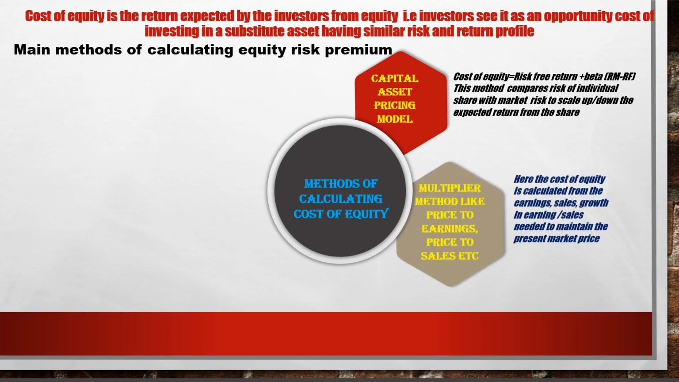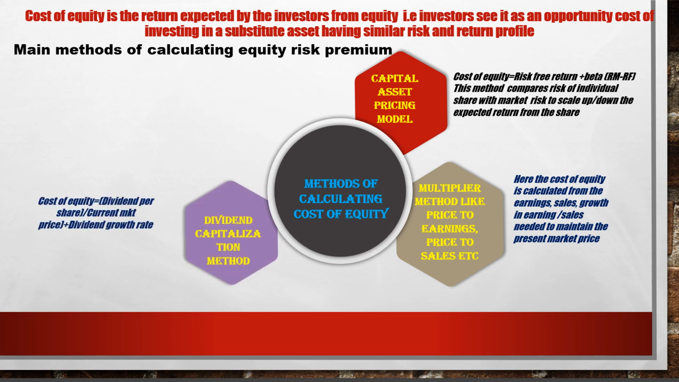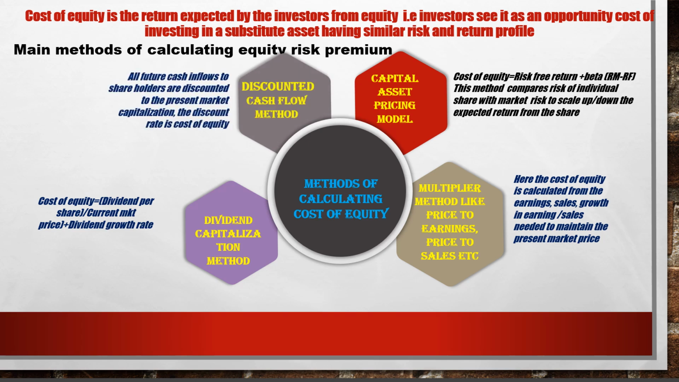Multiplier method, like price to earnings, price to sales. Here the cost of equity is calculated from the earnings and sales growth, that is, the growth in earnings and sales needed to maintain the present market price. Dividend capitalization method. Here the cost of equity is given by the formula: dividend per share divided by current market price, plus dividend growth rate. Discounted cash flow method. All future cash inflows to shareholders are discounted to the present market capitalization. The discount rate is the cost of equity.